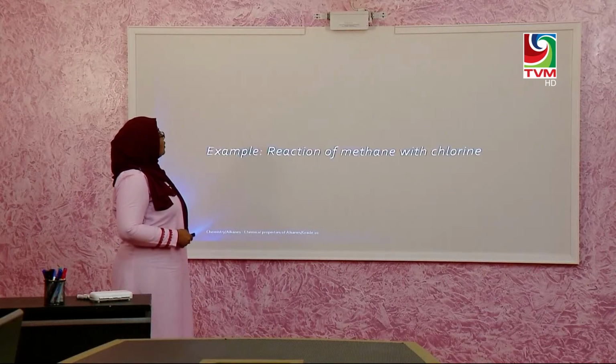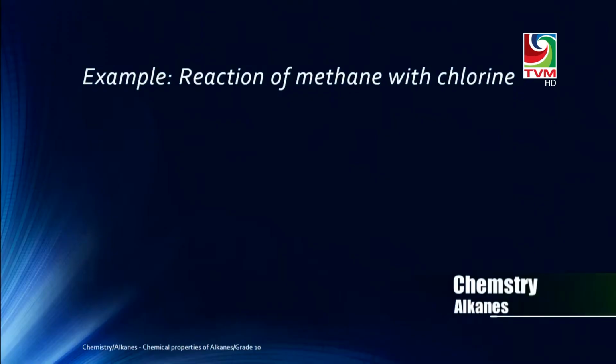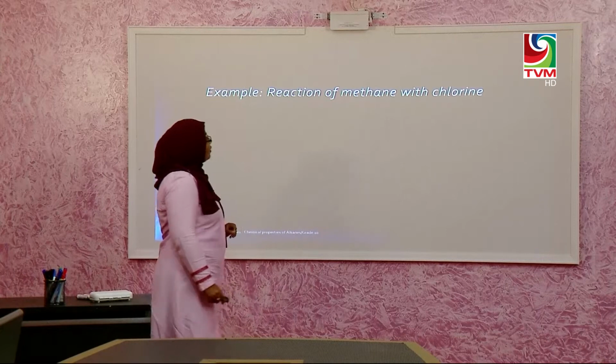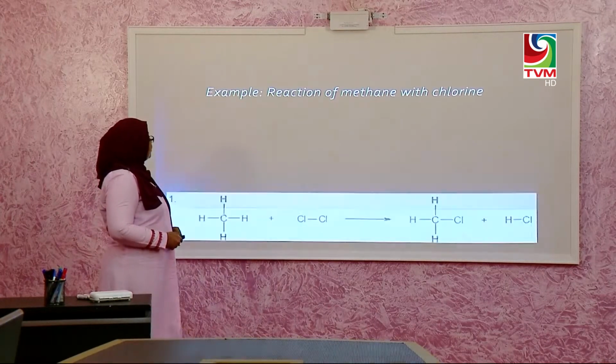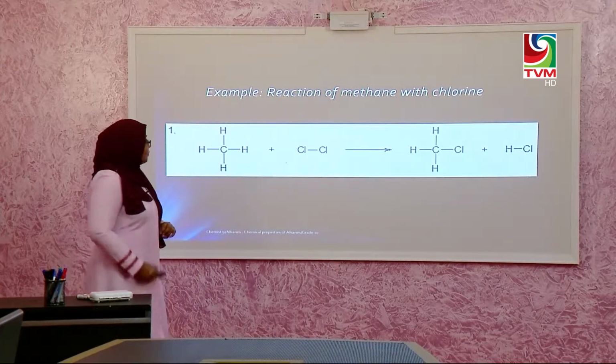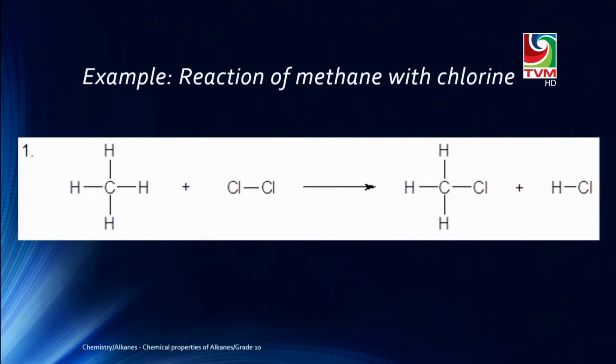So we move to the example, the reaction of methane with chlorine. Methane is the first alkane, the most basic alkane. You already know how to draw the methane molecule, CH4, like this. And for chlorine, we know that all halogens exist as diatomic molecules, meaning two atoms of chlorine bonded together.